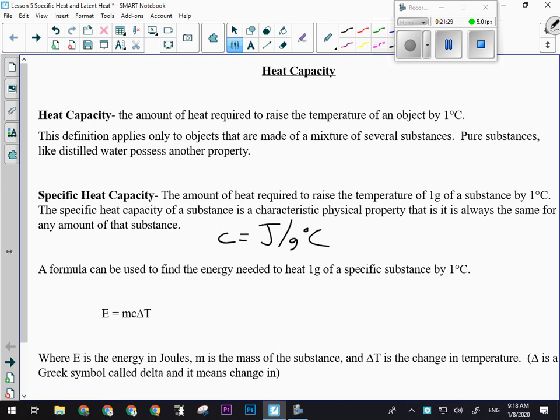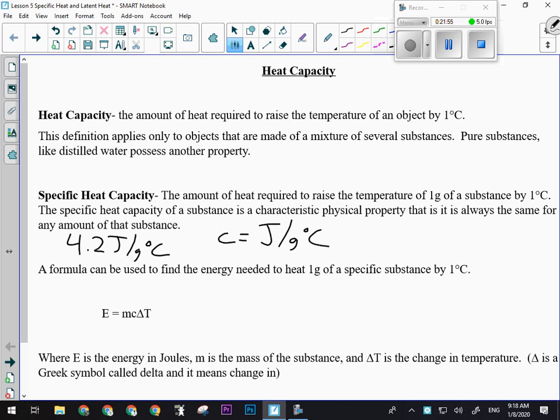Now heat capacity is important in this regard. Remember how we said that being close to an ocean can really affect your climate? And we said that the reason for that was that the ocean can hold on to heat. It can because the specific heat capacity of water is 4.2 joules per gram degree Celsius.